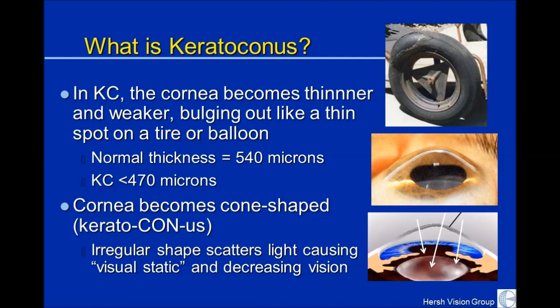In keratoconus, the cornea, which typically has a round shape and a certain thickness, becomes thinner and weaker. And it can start to bulge like the thin spot on a tire or a balloon. Normal corneal thickness is 540 microns. In KC, it typically is below 470 microns. So the take-home message here is that the cornea in KC, rather than being of a certain thickness, smooth and round and clear, becomes thinner and weaker and starts to distort.